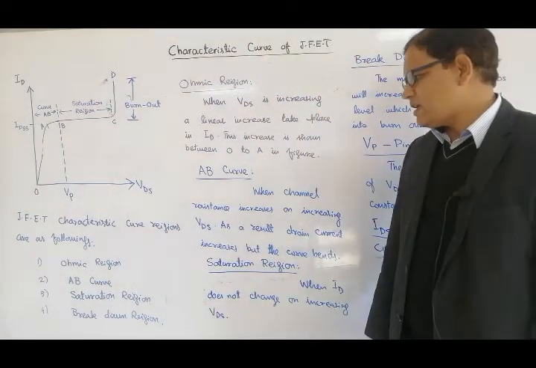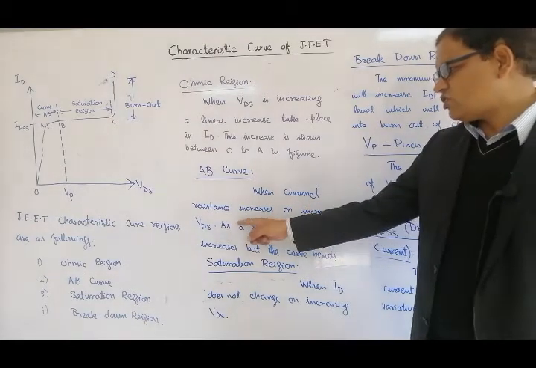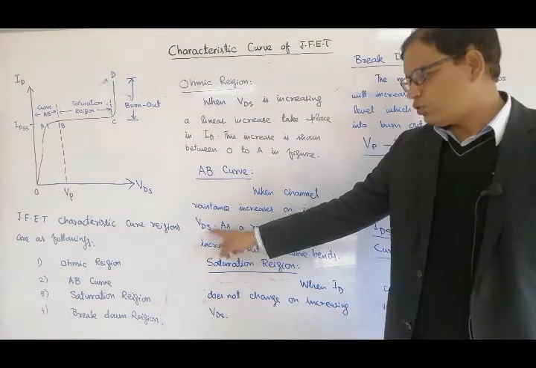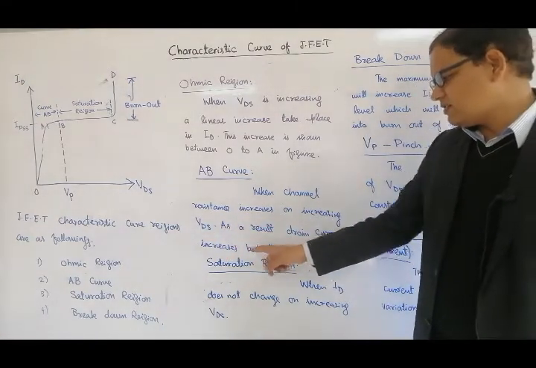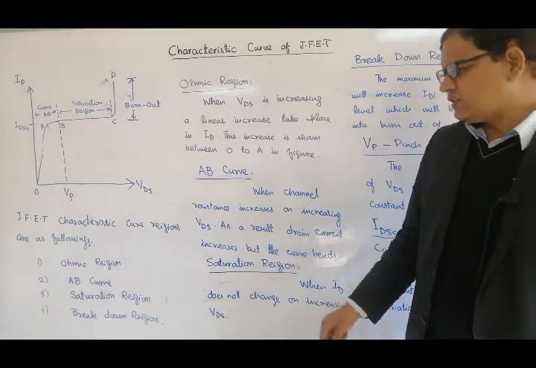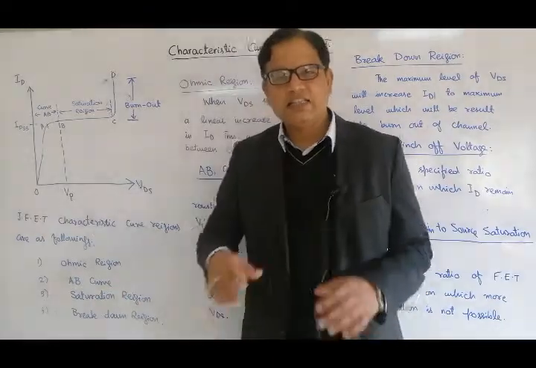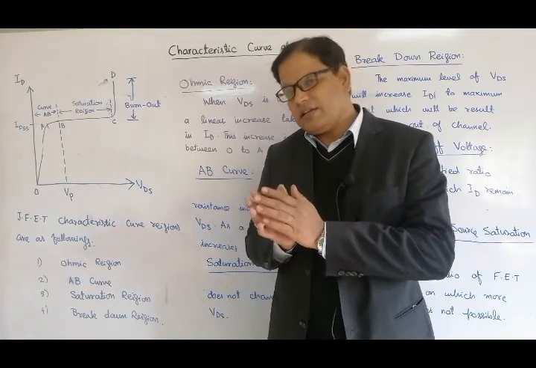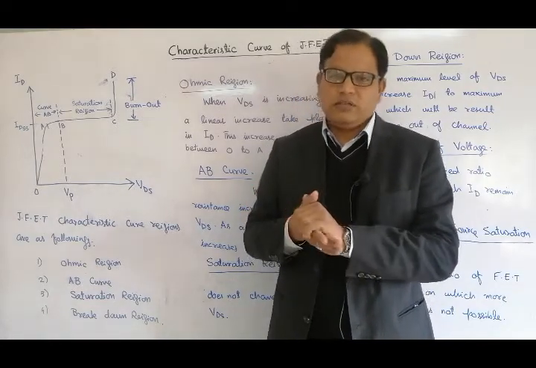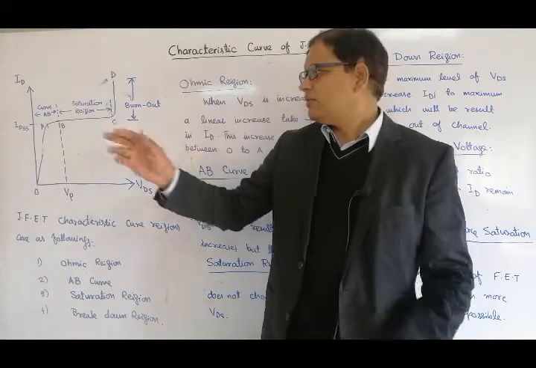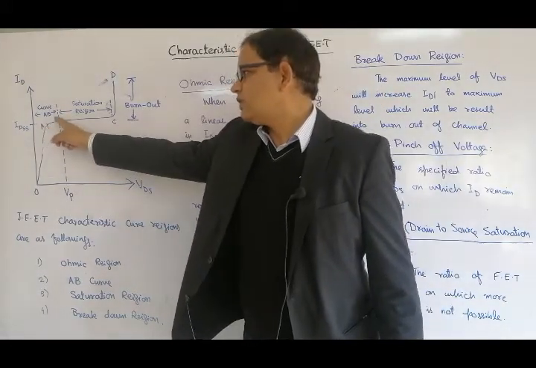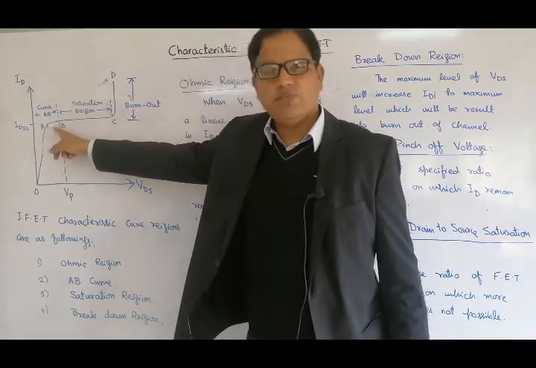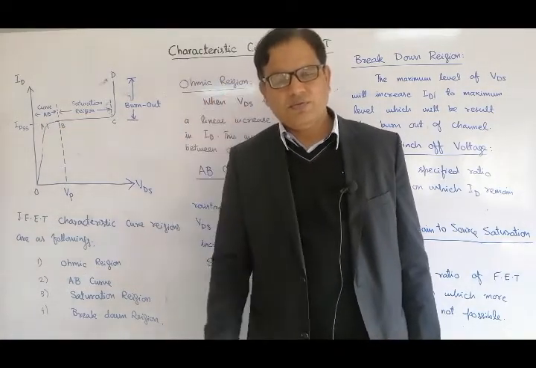Number two, that is the AB curve. When channel resistance increases on increasing the drain to source voltage, the drain current still increases, but the curve bends. Where is the curve bending? Basically, when we increase the voltage, the current also increases, but it is a little opposite to Ohm's law. The curve bends at this position, and we have curve AB here due to this bending.